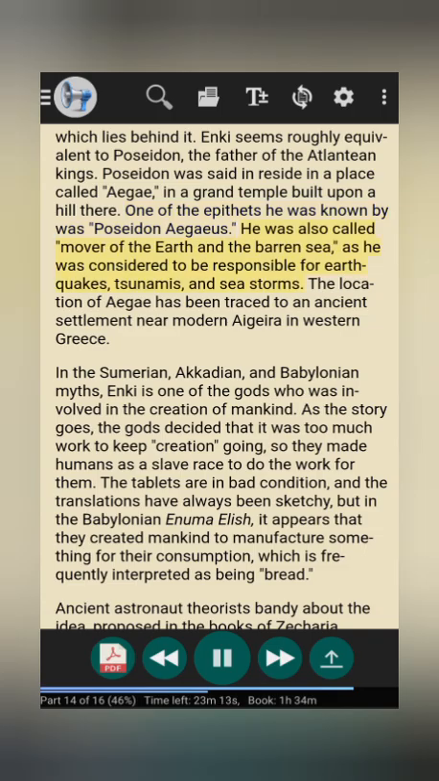He was also called Mover of the Earth and the Barren Sea, as he was considered to be responsible for earthquakes, tsunamis, and sea storms. The location of Aigai has been traced to an ancient settlement near modern Aegira in western Greece.